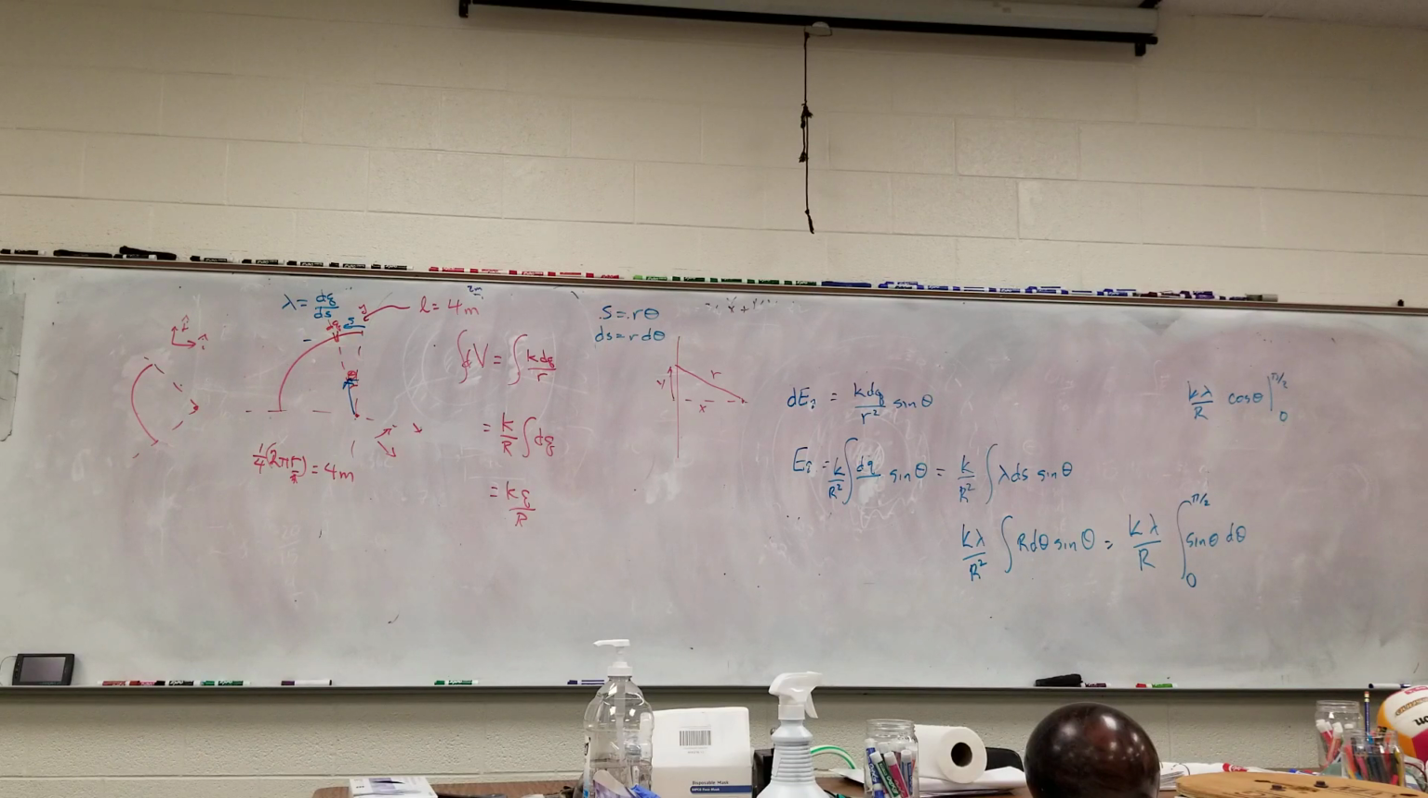And there is a small mistake. We can correct it at this point, but so K lambda over R times 0 minus 1, or negative K lambda over R.